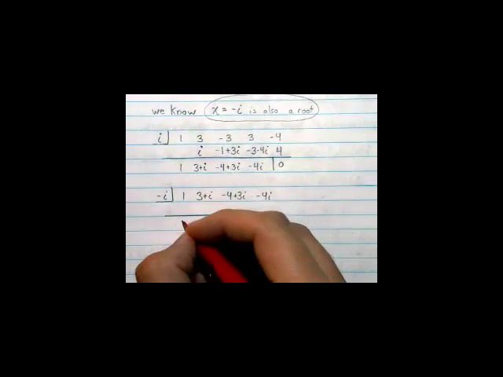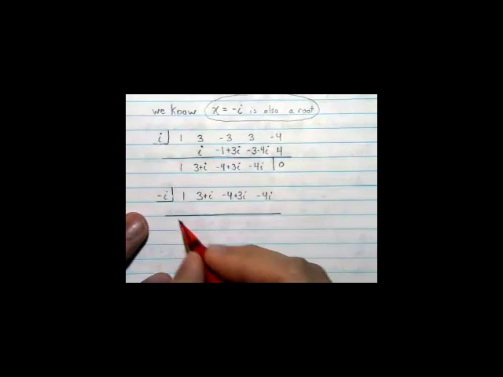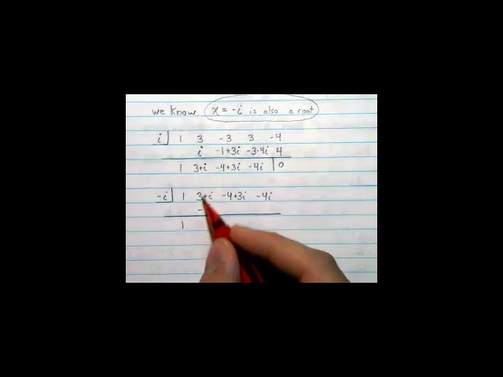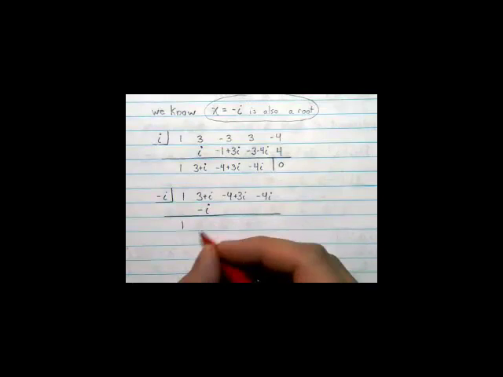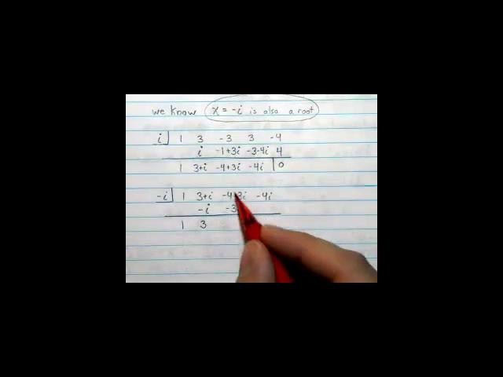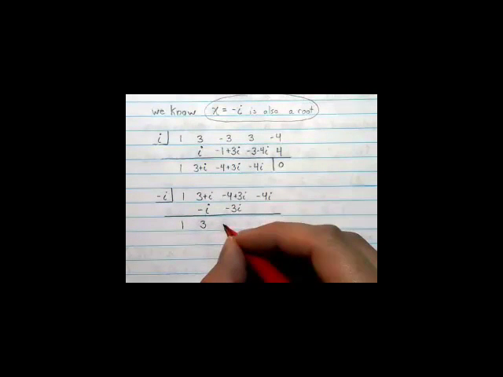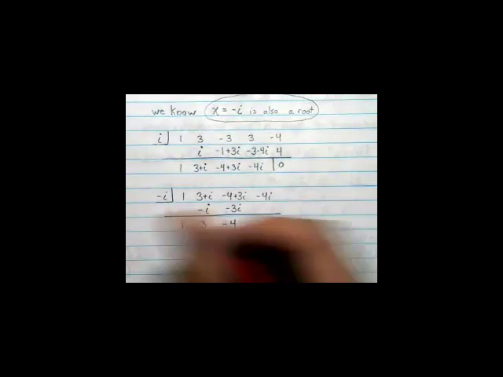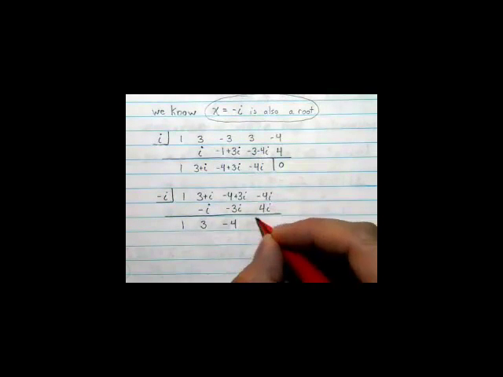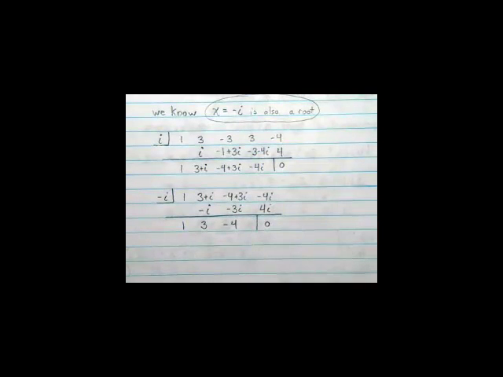Okay, bring down the 1. Negative I times 1. Negative I. Add them up. 3. Negative I times 3. Add them up. Negative 4. Negative I times negative 4. 4I. And like we're supposed to get, remainder is 0.